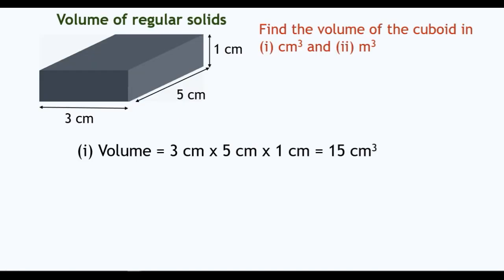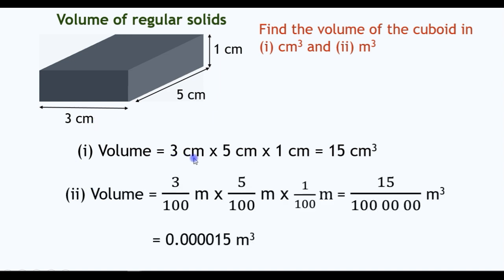So now we can convert these dimensions from centimeters to meters. 3 centimeters will be equal to 3 over 100 meters. 5 centimeters will be equal to 5 over 100 meters. And 1 centimeter will be equal to 1 over 100 meters. Now we have the three dimensions in meters, and we can multiply them to get the volume in cubic meters.